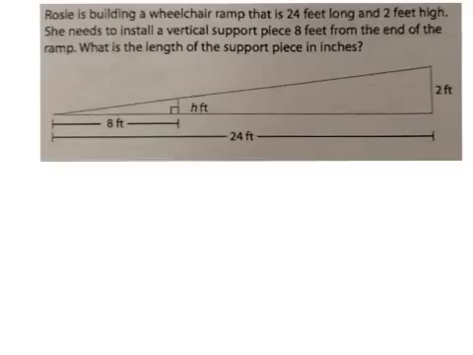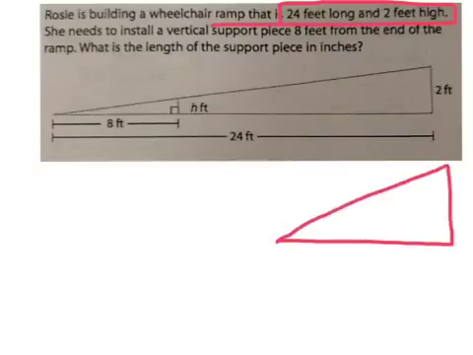When you read the question, it says, Rosie is building a wheelchair ramp that's 24 feet long. The entire ramp is 24 feet long and 2 feet high. So I'm going to use this piece of information to draw my first triangle. It's 24 feet long and 2 feet high.